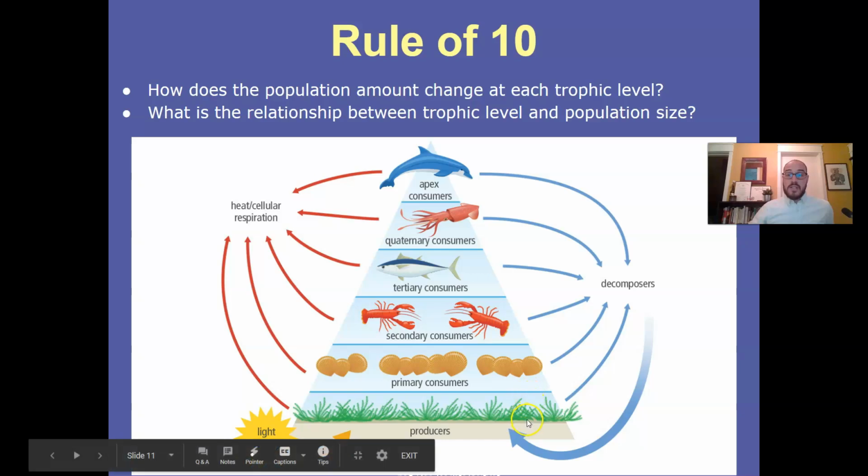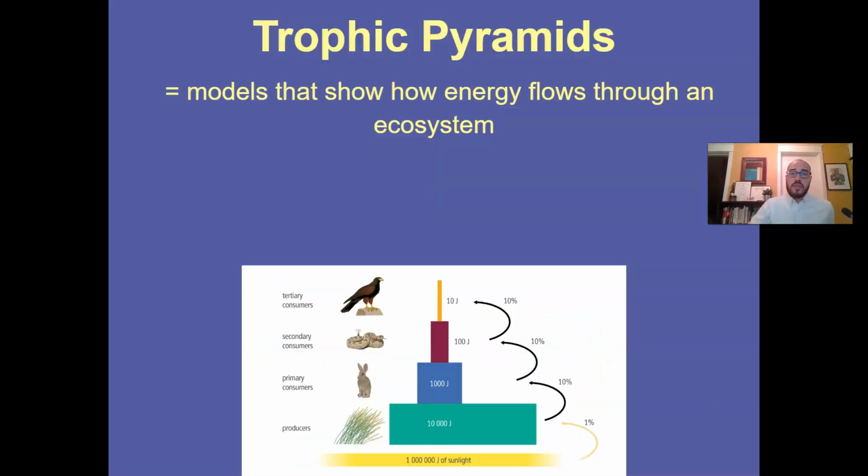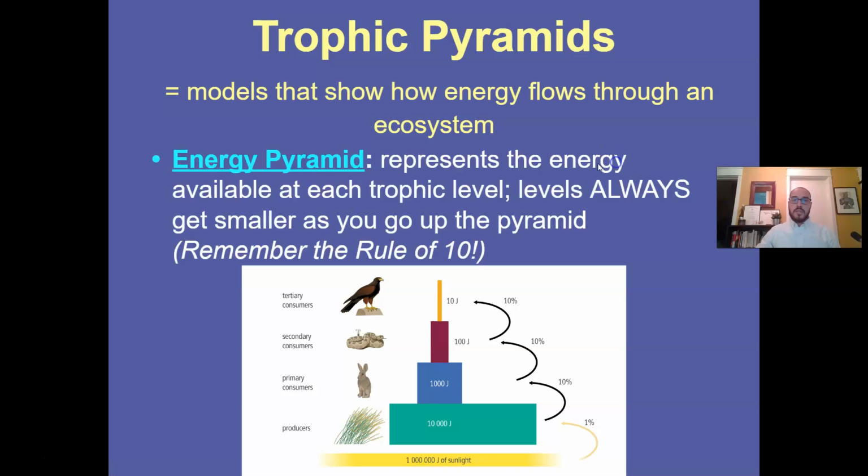So as you can imagine here, if we start with 100 here, now we're down to 10. By the time we get here, we're to 1. And all of that keeps reducing as we go up. So population size is going to be limited at each trophic level, and the higher you get up to the top of here, the smaller your population size is going to be, because there's just not enough available energy left over. And we can represent these different ideas through what we call trophic pyramids. So this right here is what's known as an energy pyramid.